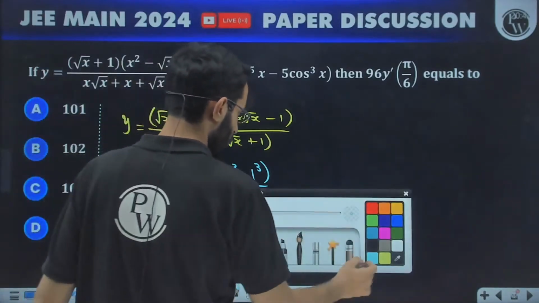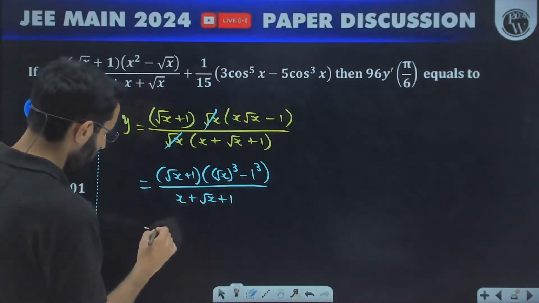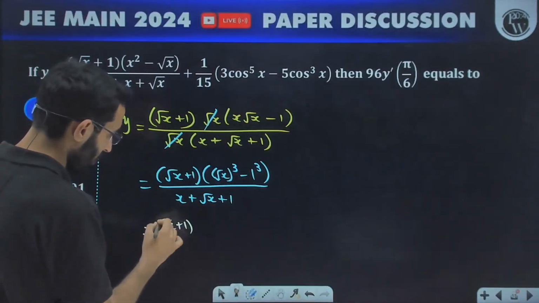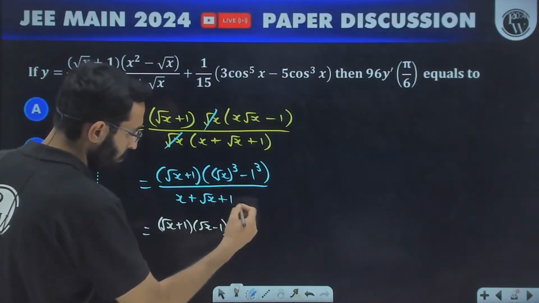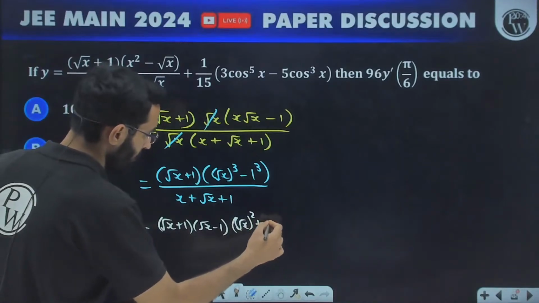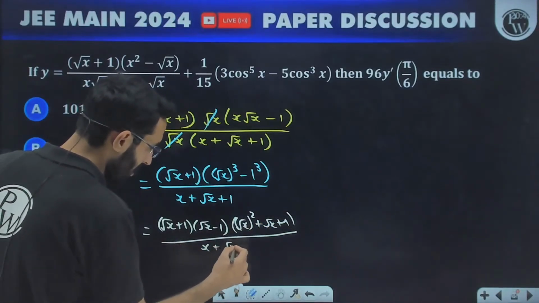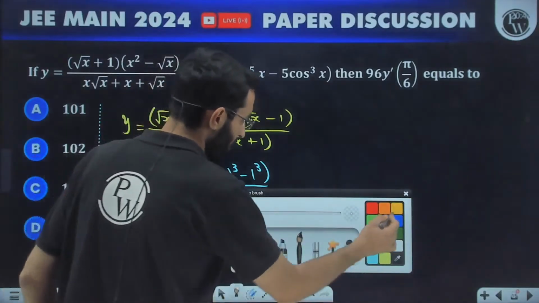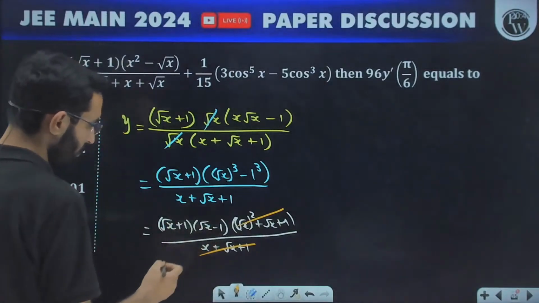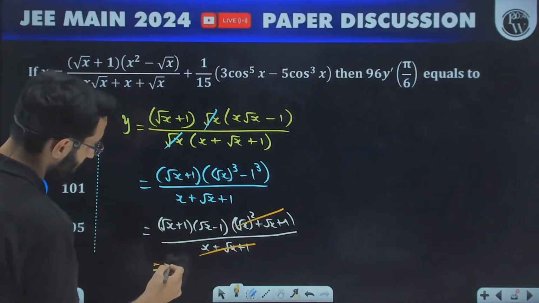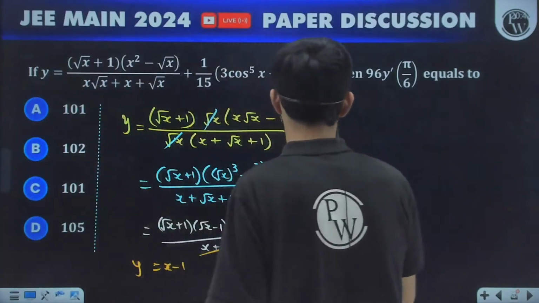So root x minus cube minus 1 cube, you can apply your formula of a cube minus b cube. So this will become root x plus 1, root x minus 1, and this is root x whole square, which is nothing but x, plus root x plus 1. Now can you say this is the same term which is present in the denominator or not? Same expression which is present in the denominator. You can cancel out this expression. And root x plus 1 into root x minus 1 will become x minus 1. This is what you are getting for y. Hope this is clear to you.